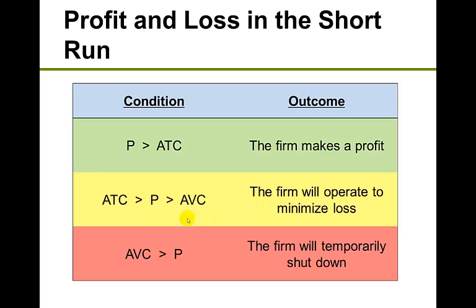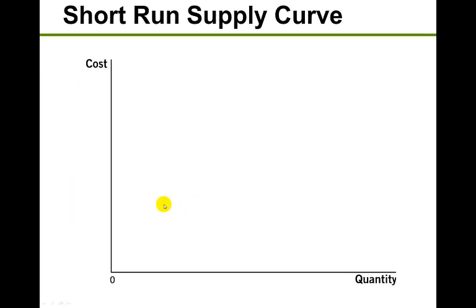So I want to remind you about what our individual firm is going to do in a competitive market in the short run. If the market price is greater than the minimum average total cost, the firm is going to make a profit. If the price is between the minimum average variable cost and the minimum average total cost, the firm will operate, but it will incur losses. And if the market price is below the minimum possible average variable cost, the firm will shut down.